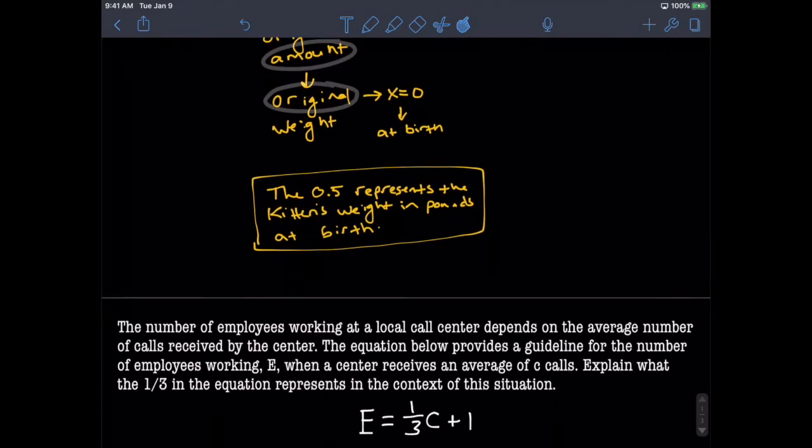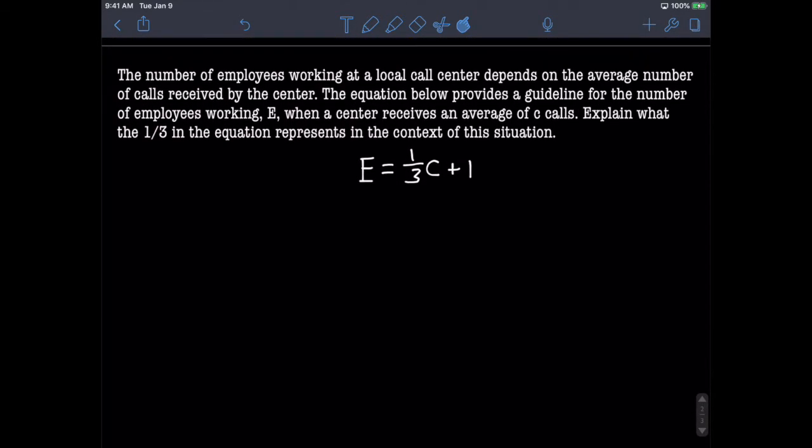Right, second example. The number of employees working at a local call center depends on the average number of calls received by the center. The equation below provides a guideline for the number of employees working E when a center receives an average of C calls. Explain what the 1/3 in the equation represents in the context of this situation. Here we have E is equal to 1/3 C plus 1.